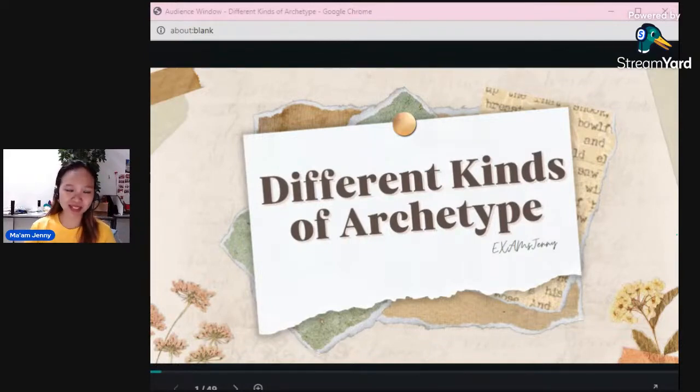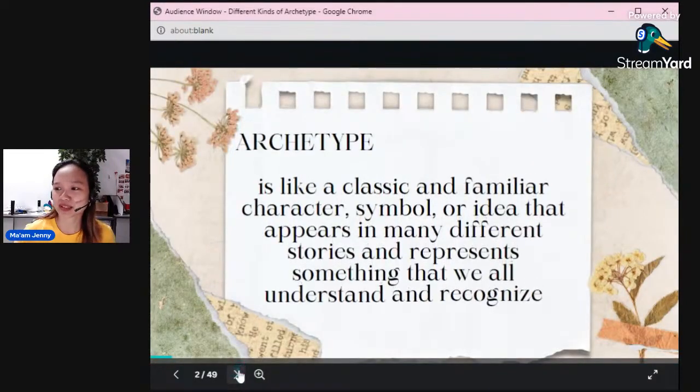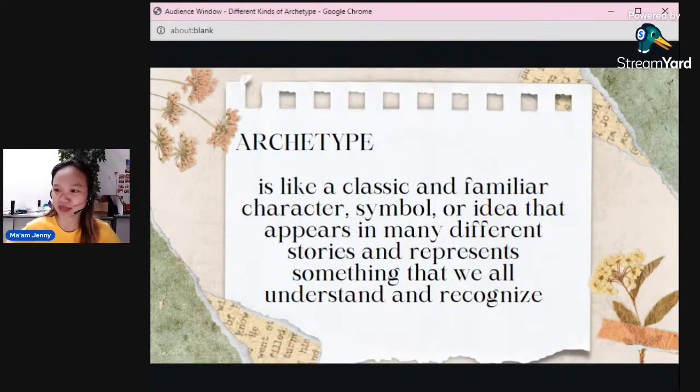Okay, so archetypes, it's like a representation or a symbol of a story. A familiar character, symbol, or idea that appears in many different stories and represents something we all understand and recognize. So para siyang, I don't want to say routine, it's like an outline, or like a representation. It will give you an idea kung anong klaseng character yan, kung anong klaseng story yan, based on archetype. And there are different kinds.